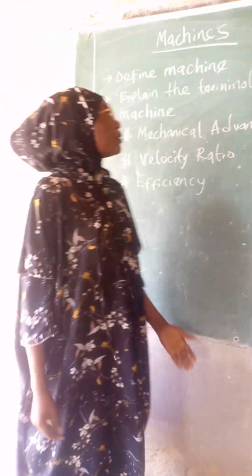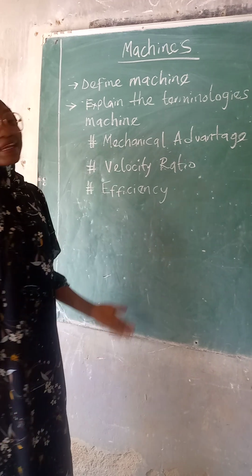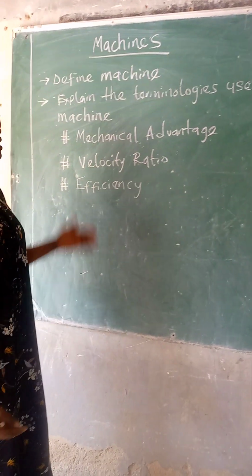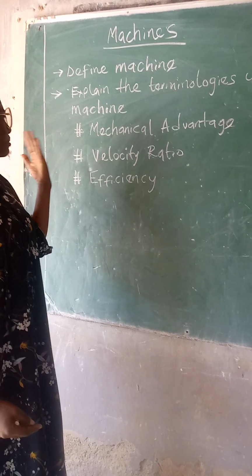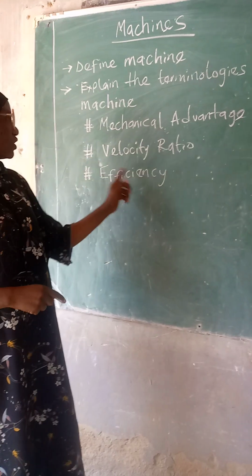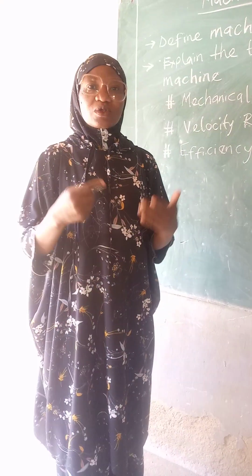Hello, today we are going to be talking about machines. By the end of today's class, you should be able to define machine and explain the terminologies used in machine, which includes mechanical advantage, velocity ratio, and efficiency. Okay, now we'll start with machine.